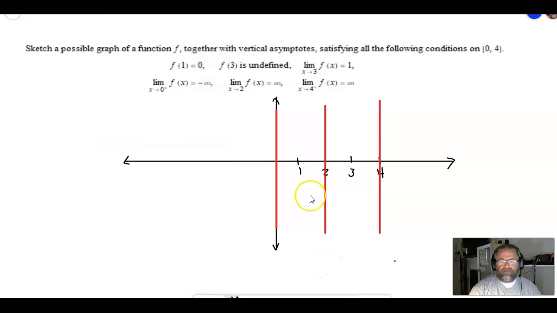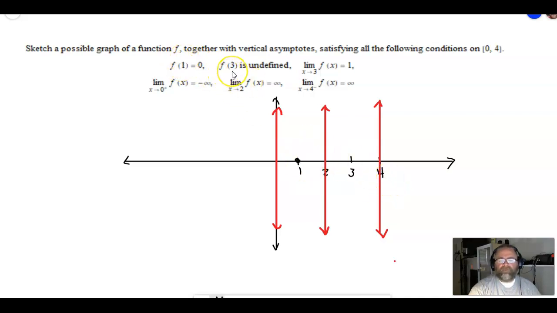Okay, so I've got a vertical asymptote here, here, and here. And remember, we're only looking on the interval from 0 to 4, so I don't have to worry about anything to the right of 4 or to the left of 0. Let's go back to here. Okay, so at f of 1, so here's x equals 1. My y value is 0, so I'm going to have a point that goes right through there.